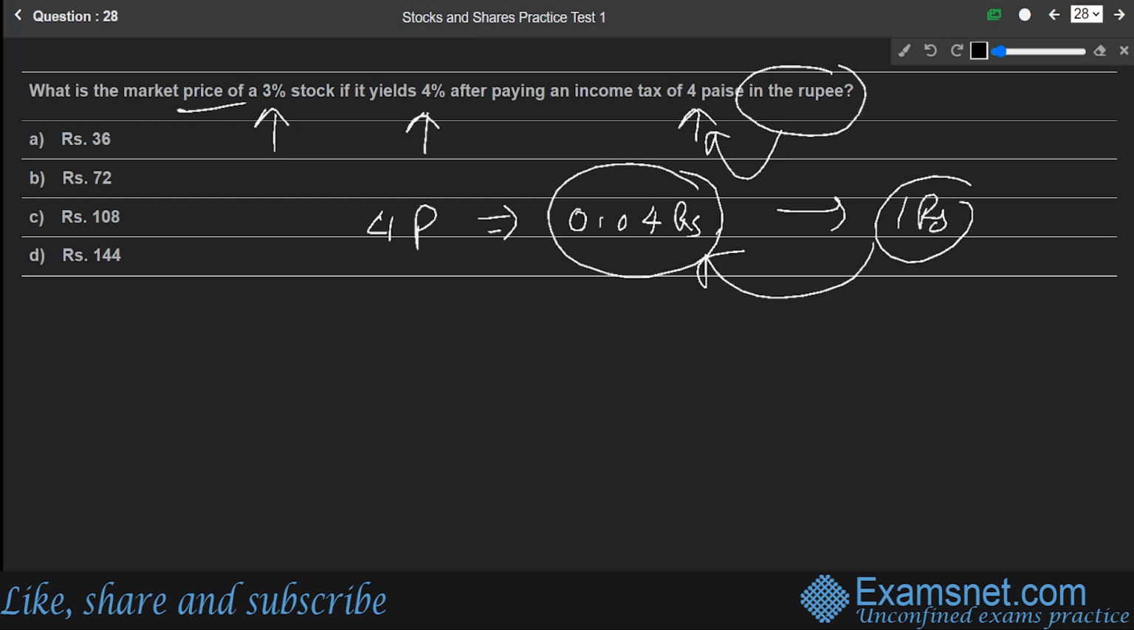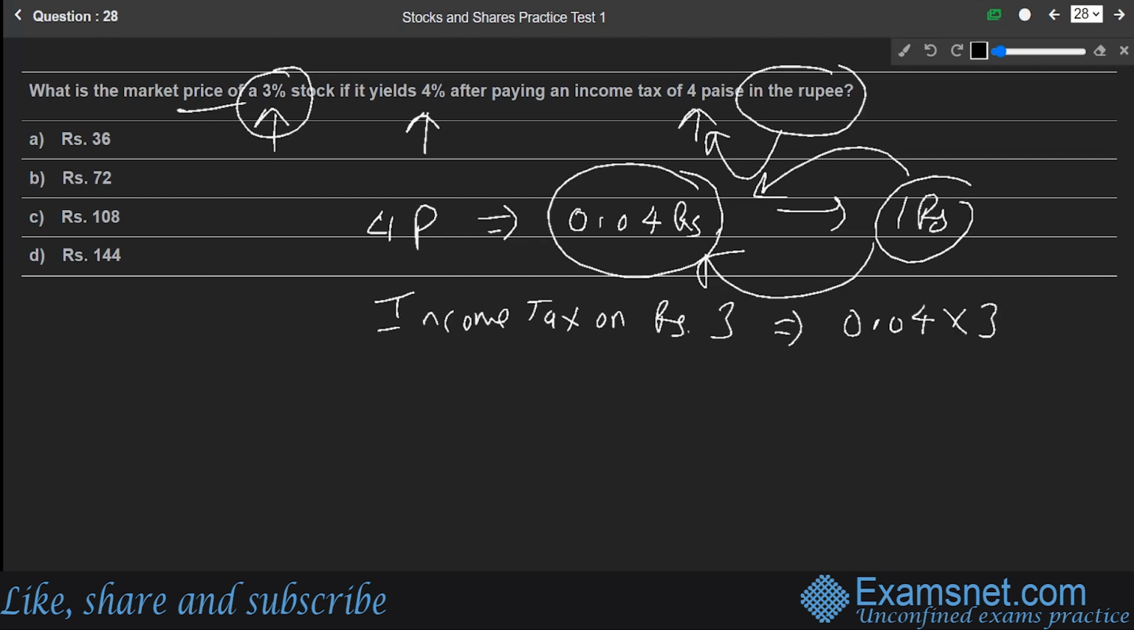So how much are you earning? It says market price of 3% stock. 3% stock means when you invest 100, you're going to get 3 rupees. So you are actually earning 3 rupees. If you are earning 3 rupees, how much should be the income tax? Income tax on rupees 1 was 0.04, so income tax on rupees 3 will be simply 0.04 multiplied by 3, which is 0.12 rupees. So this is the income tax that you have to pay when you earn rupees 3.